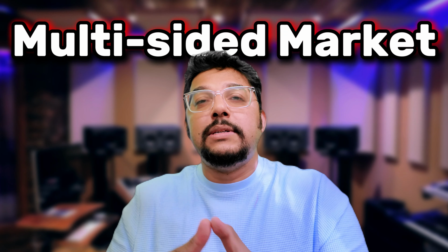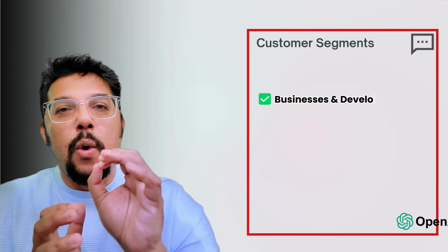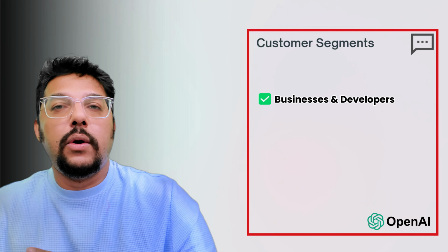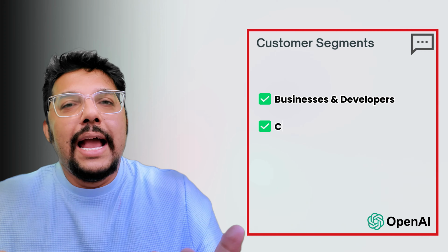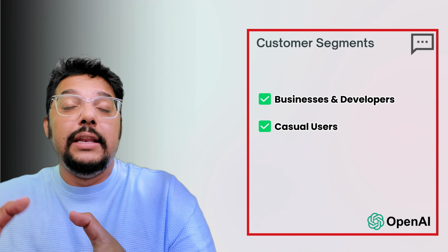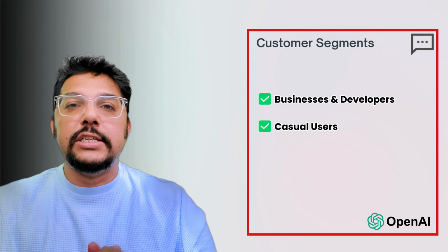So how does this customer segment apply to OpenAI? OpenAI actually operates in a multi-sided market, meaning it serves different types of customers who use AI in various ways. So businesses and developers are one of their customer segments. Companies and individual developers integrating OpenAI's API into their applications like chatbots, automation, or AI powered tools. Then there are casual users like me, individuals using ChatGPT or different other platforms like Sora or DALL-E for content creation, writing assistance, or research.